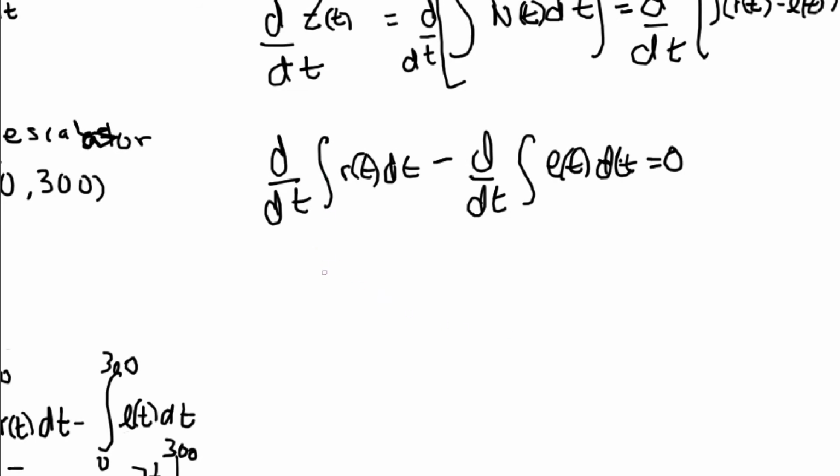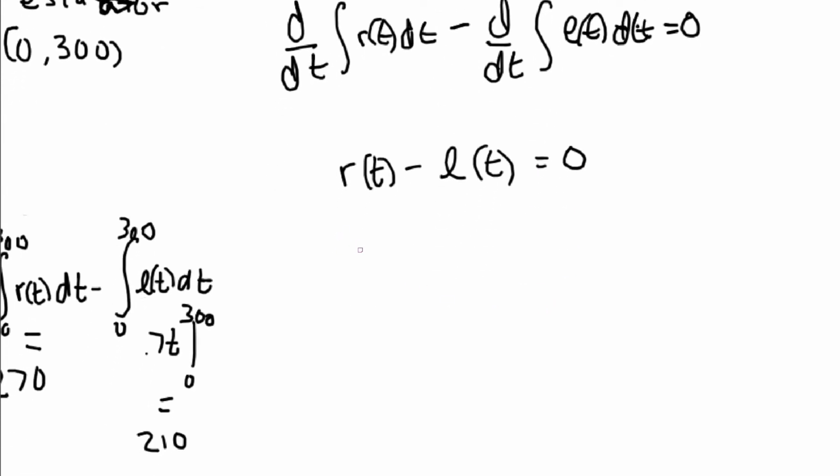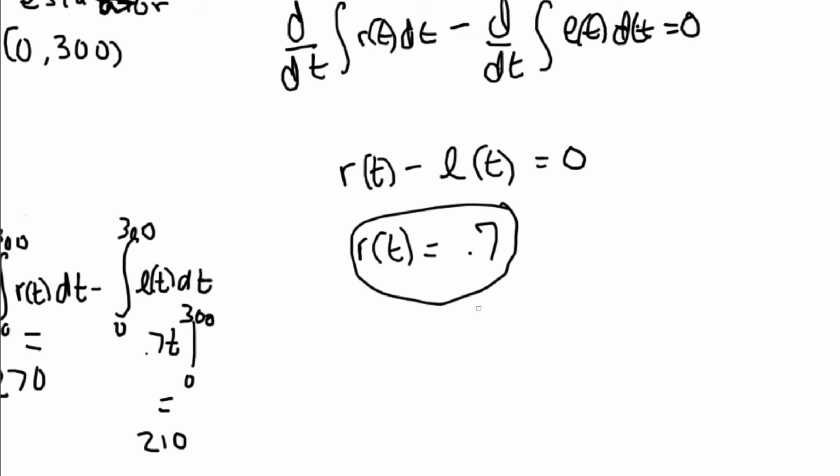And the derivative of an integral is just the function. So we have R of t minus L of t equals 0. R of t, we know what it is, I'm not going to write it out. L of t is 0.7, so we want to find really this: when does R of t equal 0.7?